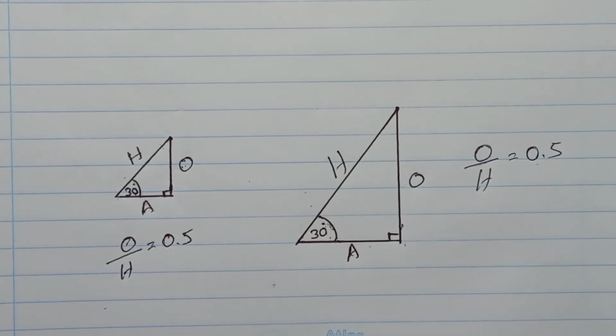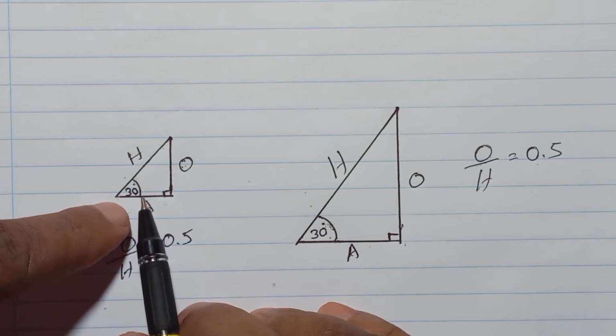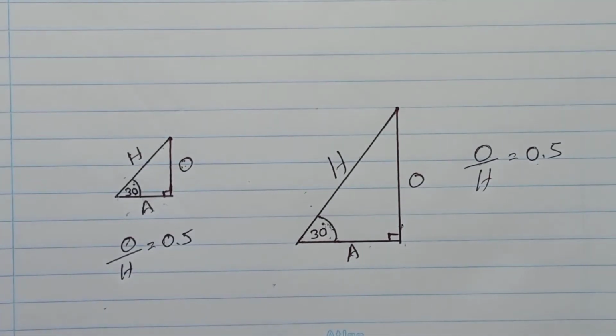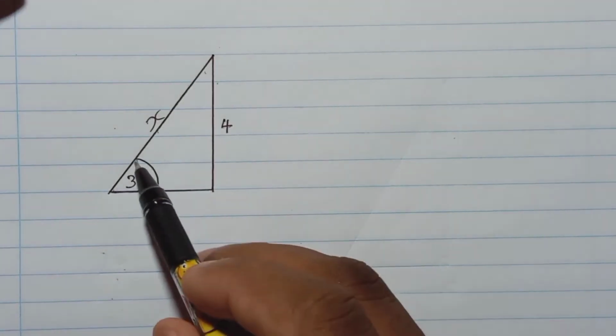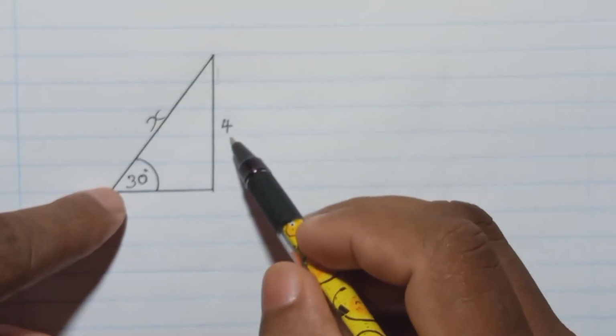So that's why we can use this to find other sides. If you know one side and this angle, the other two sides you can find using this, right? I will show you one question, then you can understand it. Okay, now think of this question. For example, here this is 30 degrees, right? Now opposite is 4.